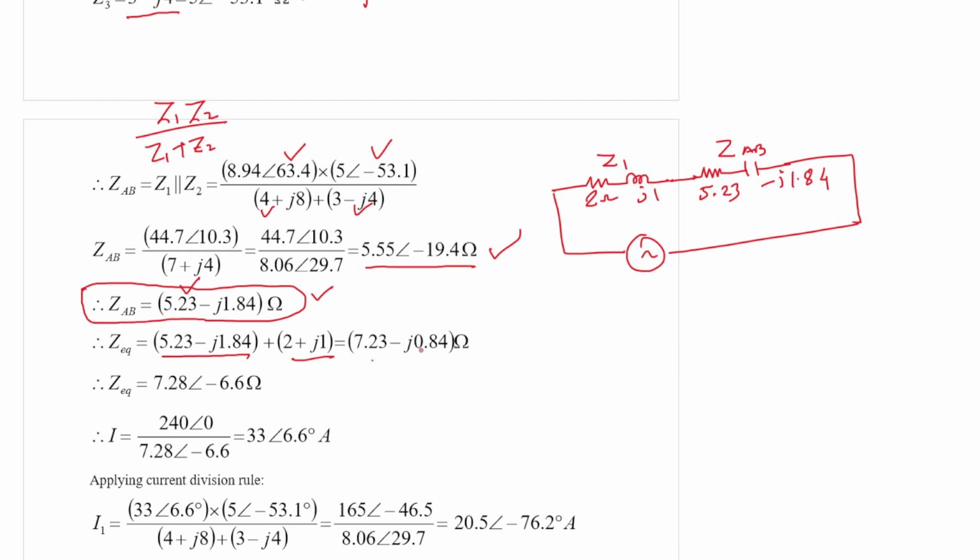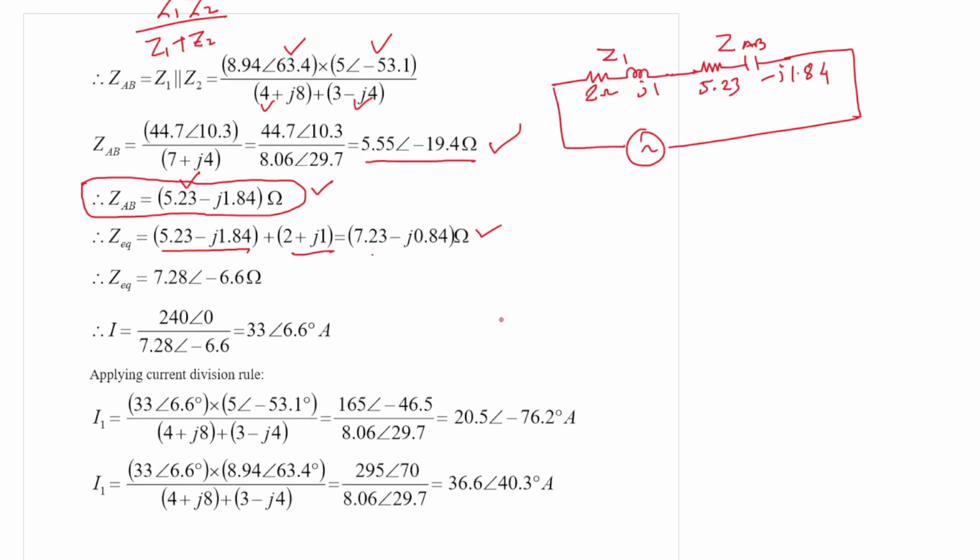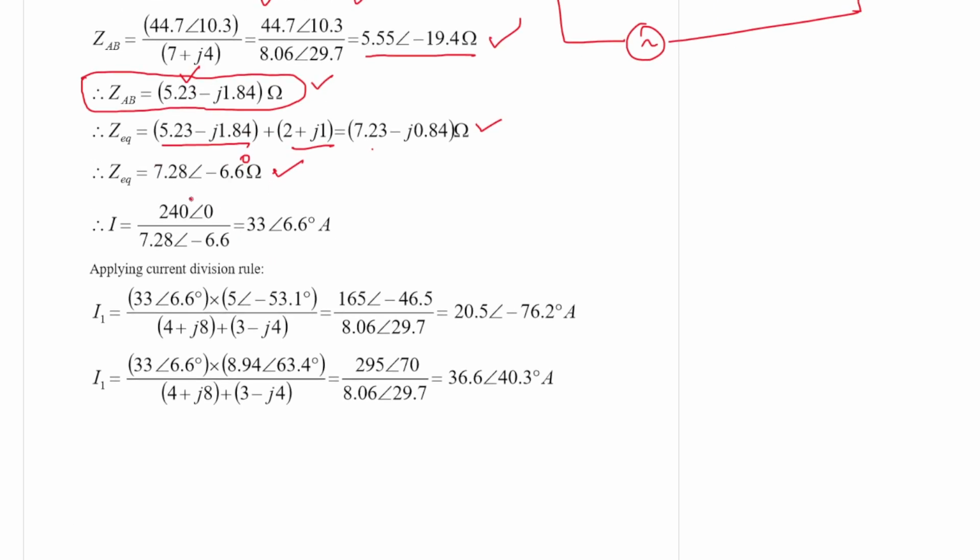So if you add them, you will get the result as 7.28 at an angle of minus 6.6 degree. This is Z equivalent. You know the supply is 240 volt, and the equivalent impedance is this. So if you divide, the supply current I will be 33 angle 6.6 degree ampere. So 33 ampere is the magnitude, and it is making a 6.6 degree angle with the reference line. If this is the reference line, then this is the current direction. This angle is 6.6 degree, and its magnitude is 33 ampere. So that is the current.